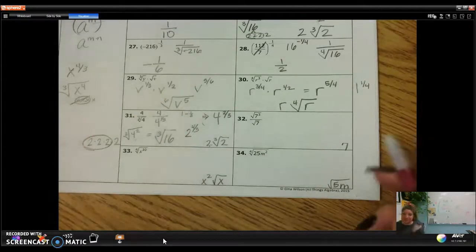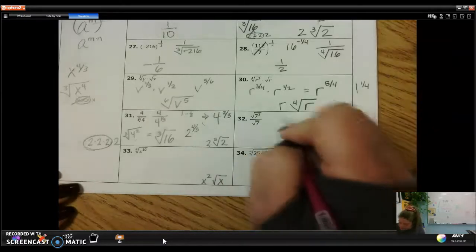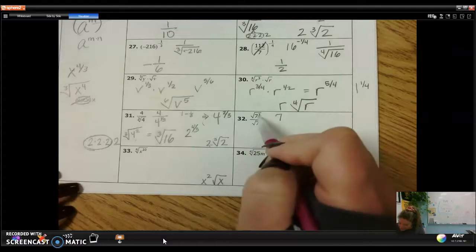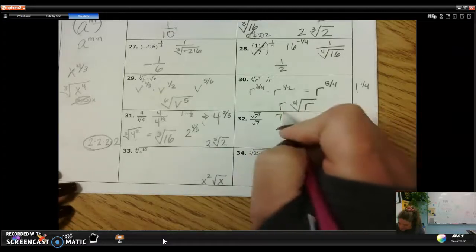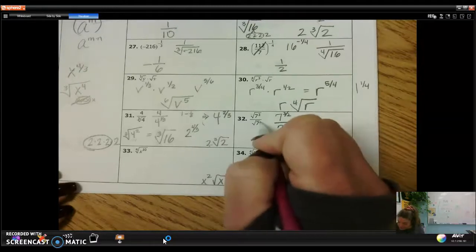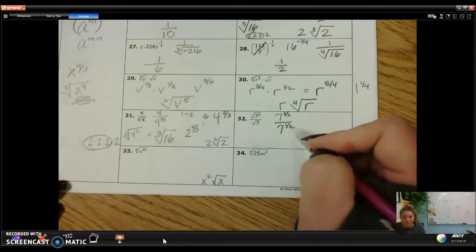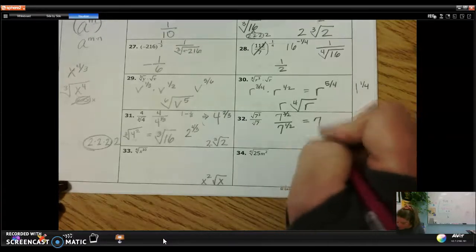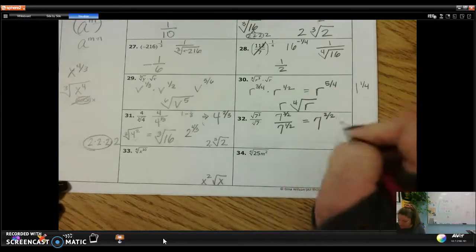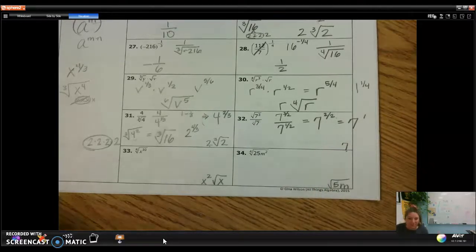This answer should be a 7, so let's see where that comes from. And so we're looking at 7 to the 3/2, and we're dividing by 7 to the 1/2. And 3/2 minus 1/2 is going to be 2/2. 2 divided by 2 is 1, so 7 to the first power. That's where 7 comes from, okay?